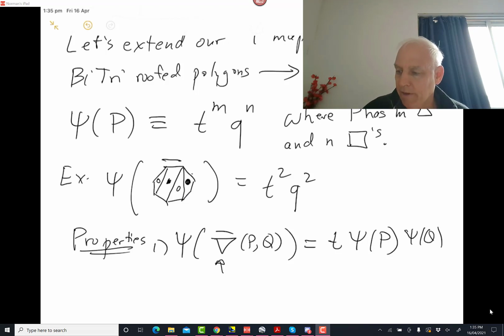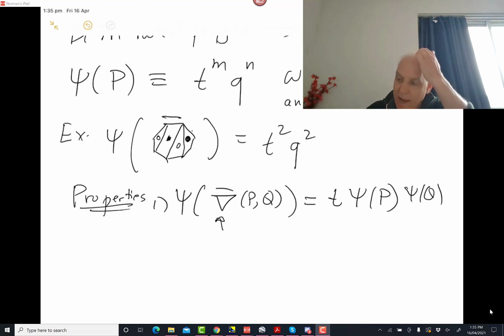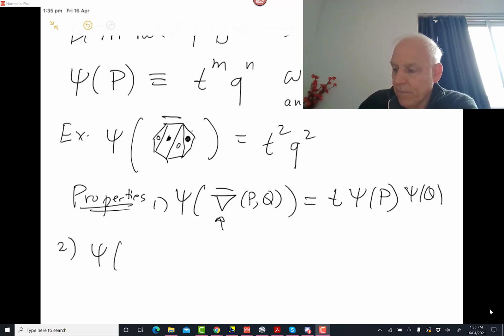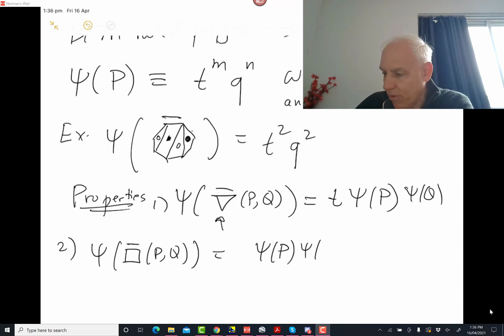Okay, that's the first property. So phi of triangle of PQ is t times phi of P times phi of Q. And the second property is that phi of the square of P and Q, well, you're still going to have all the triangles and quadrilaterals that P has, and all the triangles and quadrilaterals that Q has. But now in addition, there's an additional central quadrilateral, which ups the number of Q's in the expression. So we have to put a Q here.